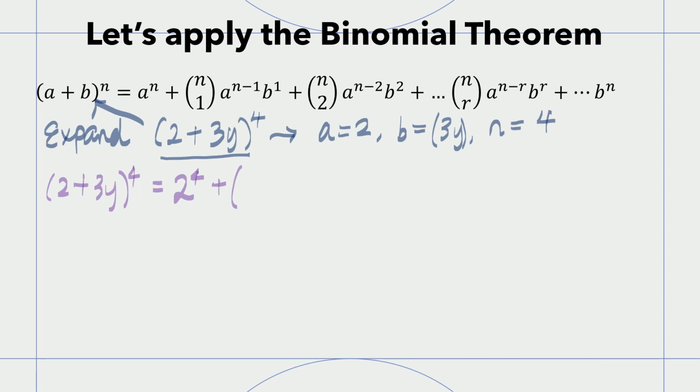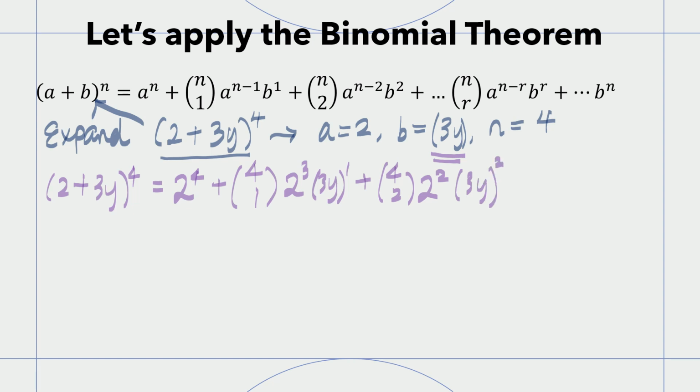Followed by 4C1. 2 to the power of 4 minus 1 is 3. That's what I mean by you put a bracket there. So bracket 3y to the power of 1, plus 4C2. 2 to the power of 4 minus 2 is 2. Then bracket 3y to the power of 2, plus 4C3. 2 to the power of 1, bracket 3y to the power of 3, plus the last term will be bracket 3y to the power of 4.